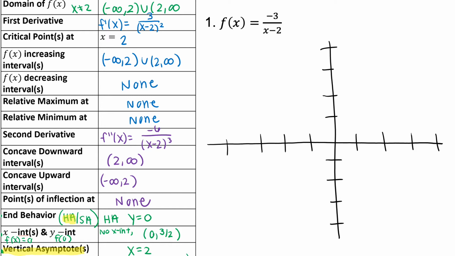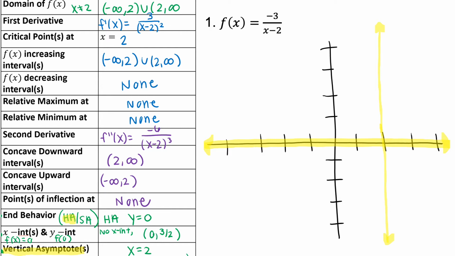So I have a vertical asymptote at x equals 2, so I go over to x equals 2 and I'm going to plot my vertical asymptote. And I have a horizontal asymptote at y equals 0, which is just our x-axis. Okay, so that's going to help me because my vertical asymptote, remember, I'm not going to cross that one. My horizontal asymptote is going to help me to determine the end behavior of my graph.